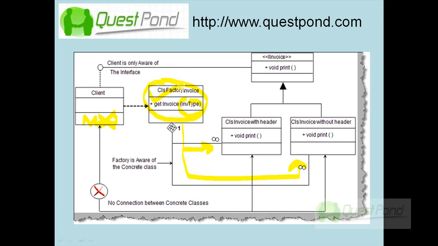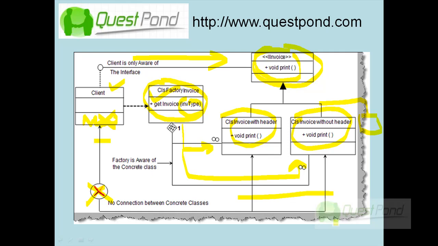So what we do is that all the concrete classes like CLS invoice with header, CLS invoice without header are inherited from an interface called iInvoice, and the client always points to this iInvoice. So tomorrow if I add one more class here, it doesn't really matter to the client, because the client only knows about the iInvoice. So you can say that with that we have broken the complete link between the client and the concrete classes. So we have solved both the problems.